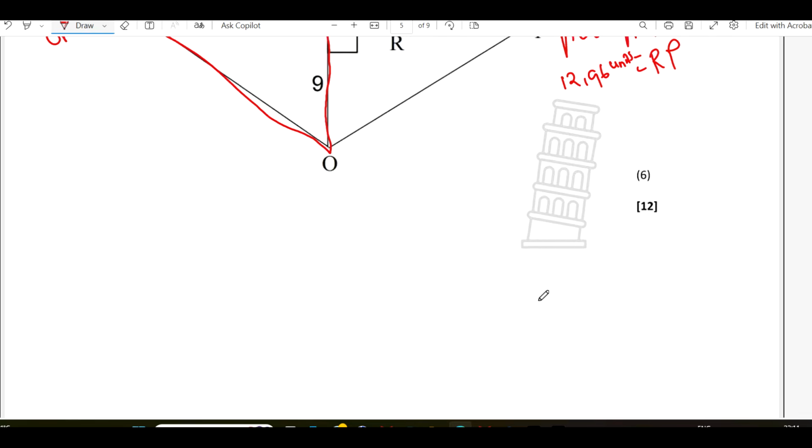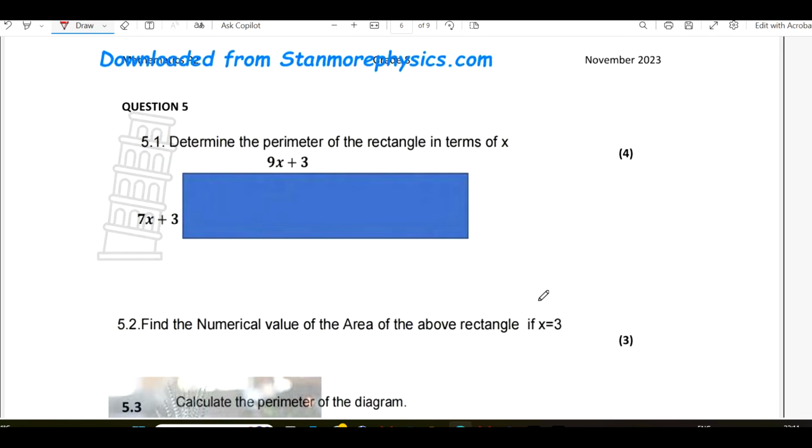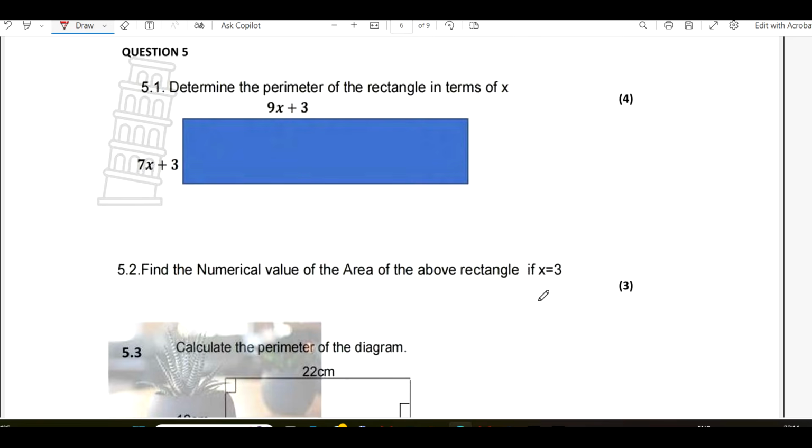So let's proceed to the last question. Determine the perimeter of the rectangle in terms of x. In terms of x, also the formula to get a perimeter of a rectangle, so P is going to be 2 length plus 2 breadth.